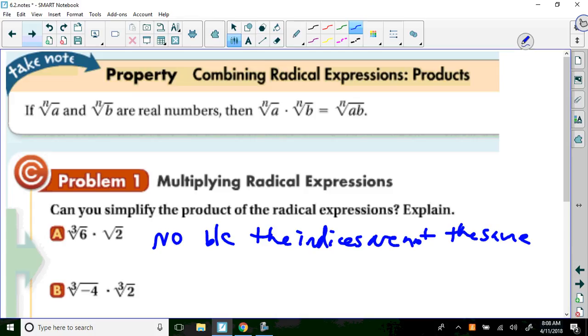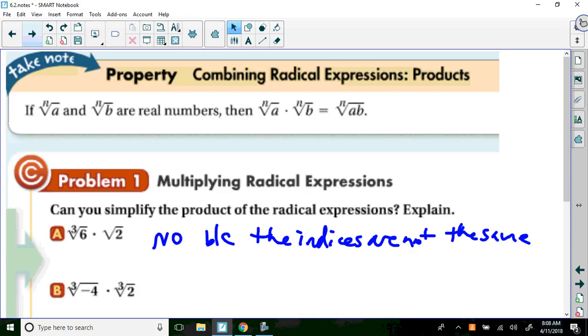I don't know why, but I want to mix together Spanish and German right now. What is it with Germans? Why do they always sound so mad? Instead of saying no, what do they say in German? Nein! And you've got to be mad when you say it. Nein! Because the indices are not, in Spanish, how do you say the same? El mismo. Nein! Because the indices are not el mismo.